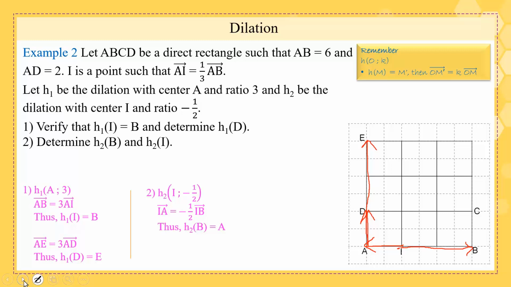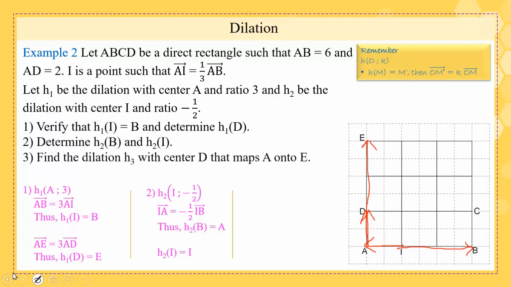Try to think how to find H2 of I. Yes, H2 of I is I. Why? Because you must find a point I prime such that II prime equals minus half II. But the vector II is the 0 vector. So I prime is the 0 vector, because I prime equals minus half times the 0 vector. So I prime is I. And we can notice that the image of the center of the dilation is itself.